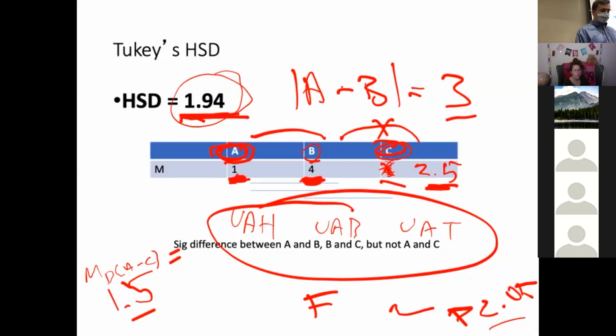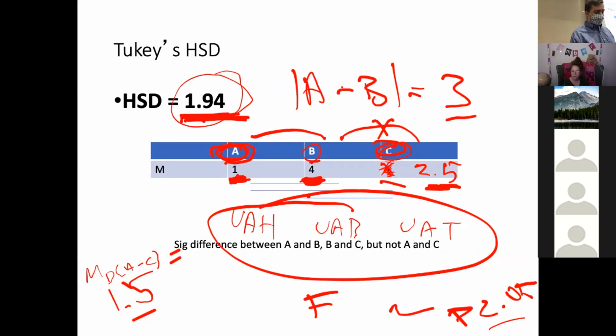We now have to do that for B. So B, we have 4. C, we have 2.5. The mean difference between 4 and 2.5, again, gives us 1.5, which we know is not significantly different from that 1.94, which means we, again, retain the null hypothesis.